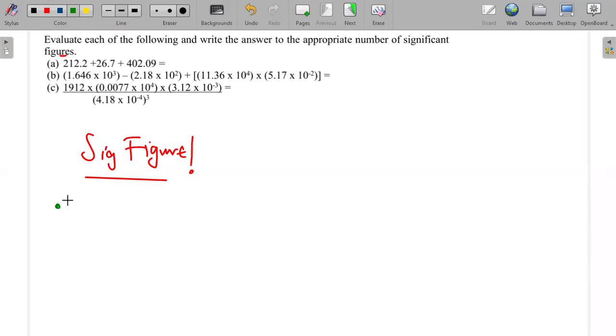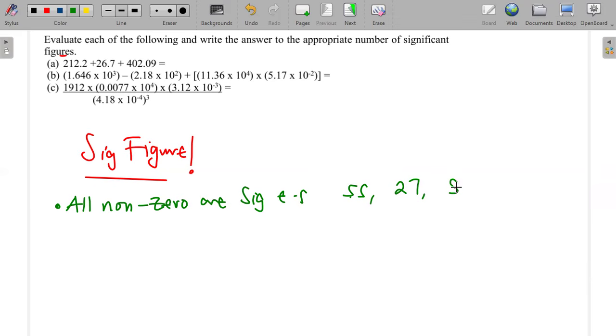The first rule is that all non-zero digits are significant. As long as a number is not zero, then that number is going to be significant. For example, 55: this 5 and this 5 will be significant. 27: 2 and 7 are going to be significant. As long as a number is not a zero, we're going to count it as significant.